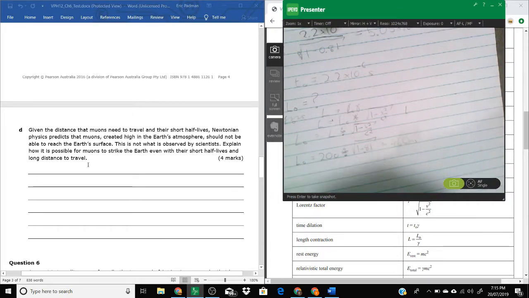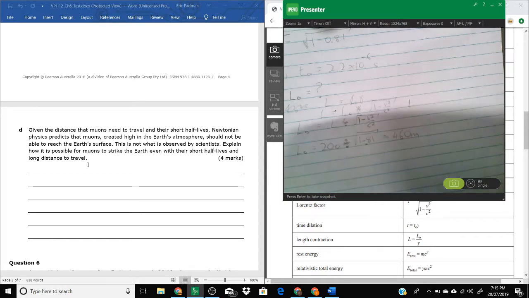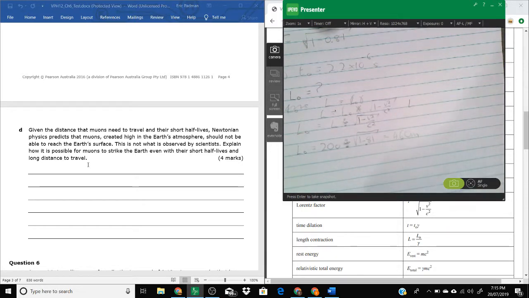Given the distance that the muons need to travel and their half-life, Newtonian physics predicts that muons created in the atmosphere should not be able to reach the Earth's surface, which is not what is observed by scientists. They observe that they do. Explain how it's possible for muons to strike the Earth even with their short half-lives and long distance of travel.